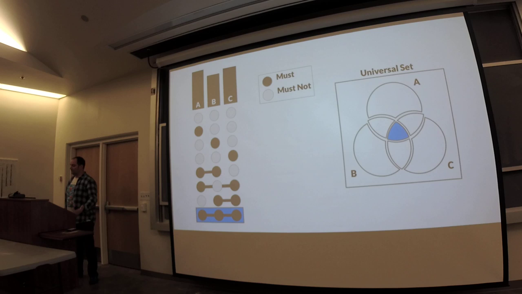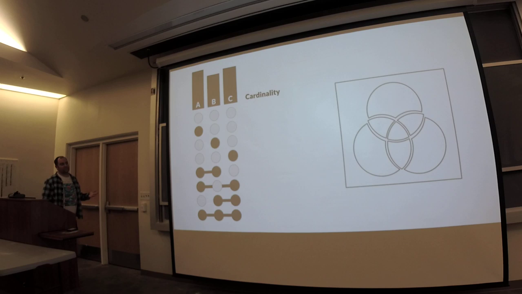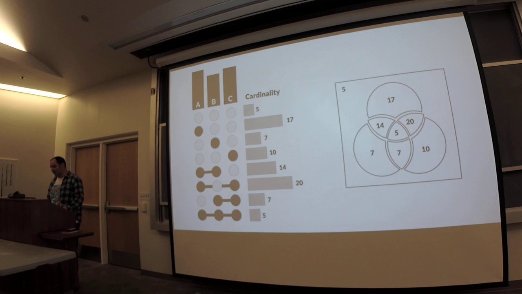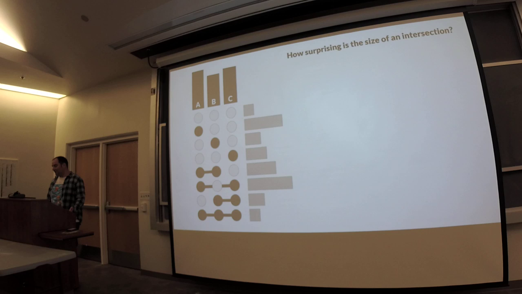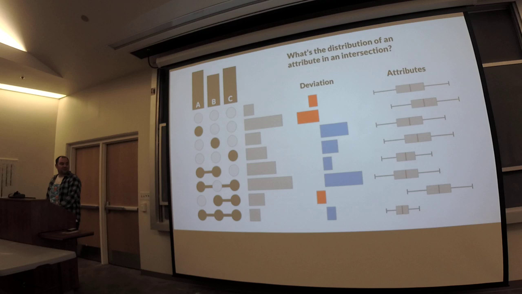And now we can plot the cardinality, or the size, of each of these intersections with a simple bar chart. This is just a different representation. You can plot the same data here and very quickly spot that this is our largest intersection. What's nice about this layout is that I can also plot attributes on top of it. For example, I could calculate a metric, how surprising is the size of an intersection, or I could ask what's the distribution of an attribute in an intersection, and then plot distribution plots like box plots here.